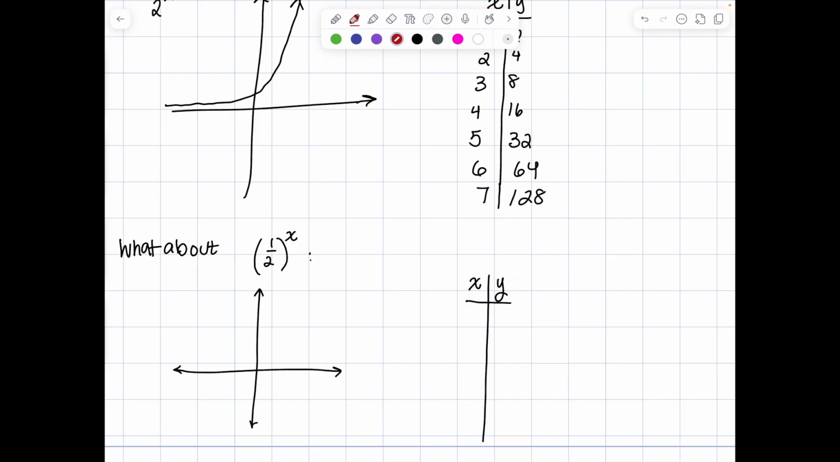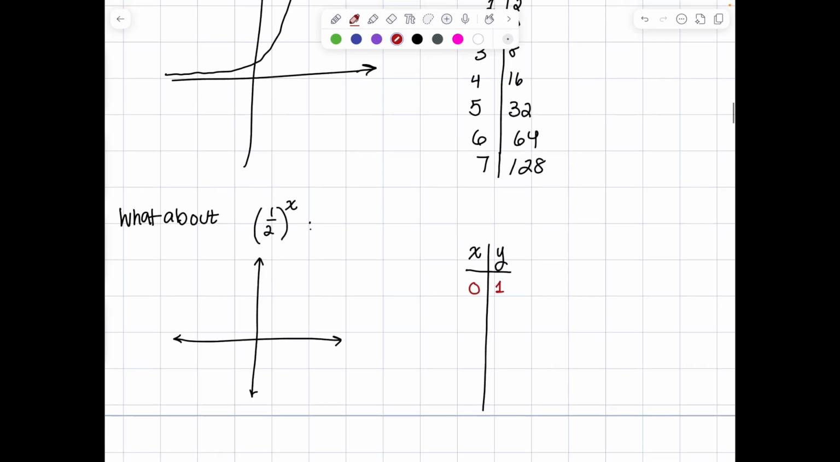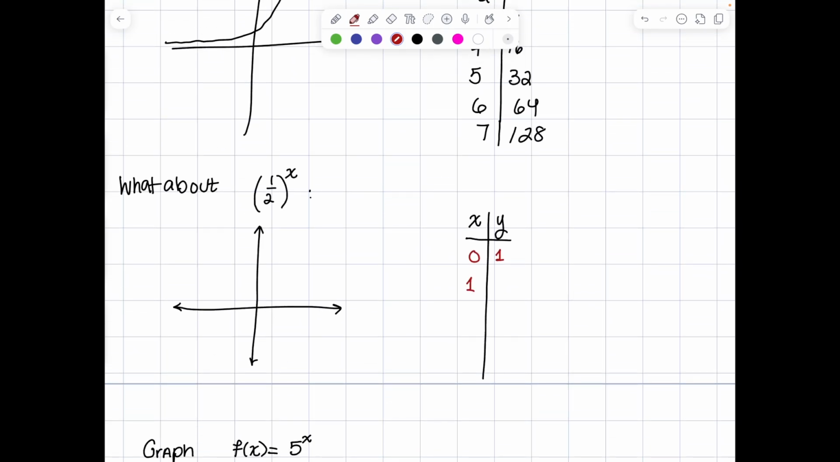So let's talk about 1/2 to the x, and let's graph some values, plugging in some values for x. So I'm going to start with 0. If I plug in 0, I'm going to get 1. Because this is a fraction, right? I want to look and see what happens with this one. Let's plug in 1. I'll get 1/2. If I plug in 2, I'm going to get 1/4, right? Because 1/2 times 1/2 equals 1/4. How about 3? I get 1/8, and I'm going to keep going. So I have 0, 1, I have 1, 1/2, 2, 1/4, 3, 1/8.